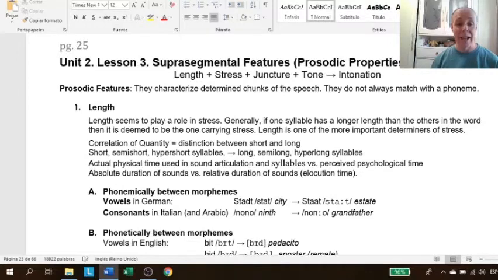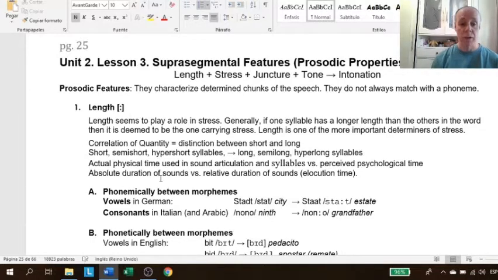We know length, okay? We covered length before, and in transcriptions, we use this to mark length. Yes, it says length seems to play a role in stress. Generally, if one syllable has a longer length than the others in the word, then it is deemed to be the one carrying stress. Length is one of the more important determiners of stress.